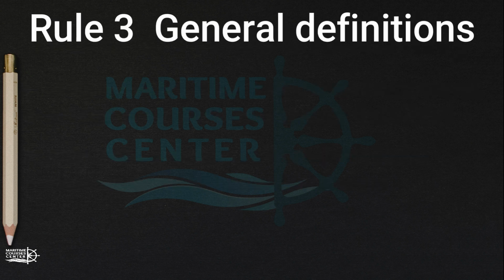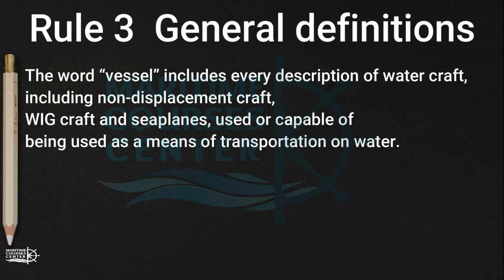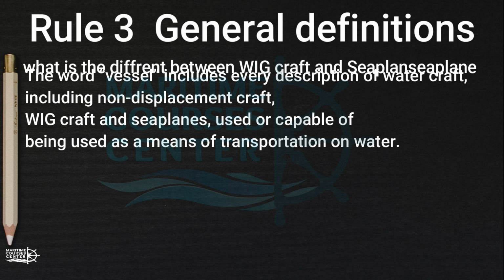Rule number 3, general definitions. The word vessel includes every description of watercraft, including non-displacement craft, wing-in-ground craft and seaplanes, used or capable of being used as a means of transportation on water.